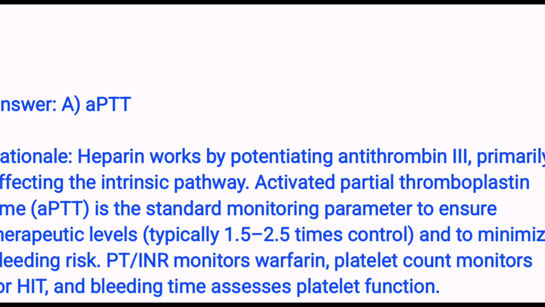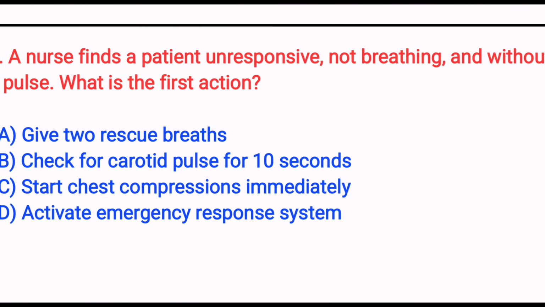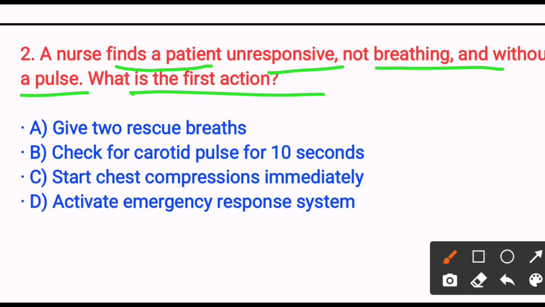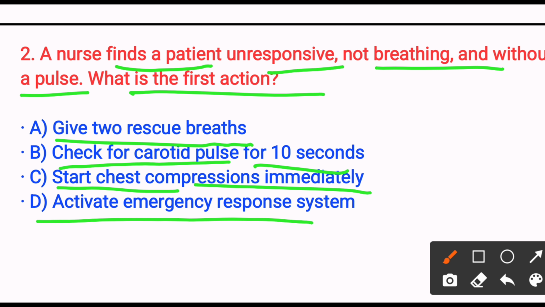Next, a nurse finds a patient unresponsive, not breathing and without a pulse. What is the first action? Option A, give 2 rescue breaths. Option B, check for carotid pulse for 10 seconds. Option C, start chest compression immediately. Option D, activate emergency response system.